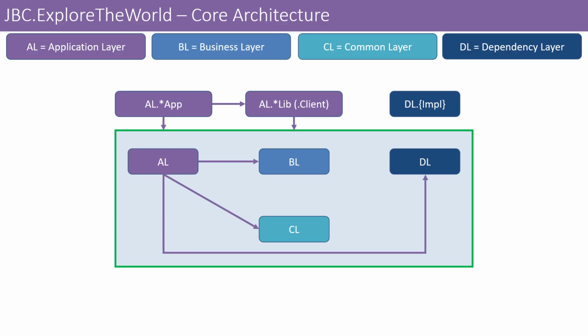Now, the AL library does have references to all of the three others: the business layer, common layer, and dependency layer interfaces and classes. Now, the business layer has no dependency on the AL layer, but it does have a dependency on the common layer and the dependency layer interfaces and classes. Now, the data implementations have a dependency only on the data layer and the common layer. They cannot access the business layer directly, the business logic.